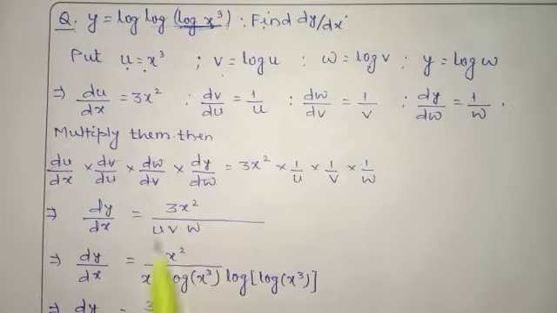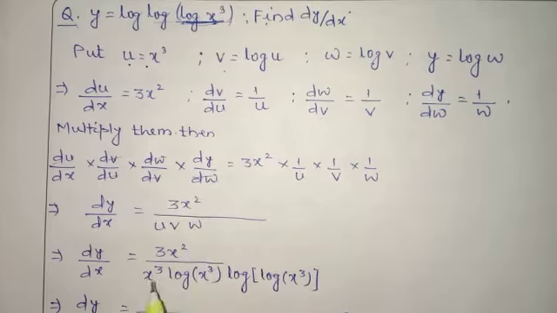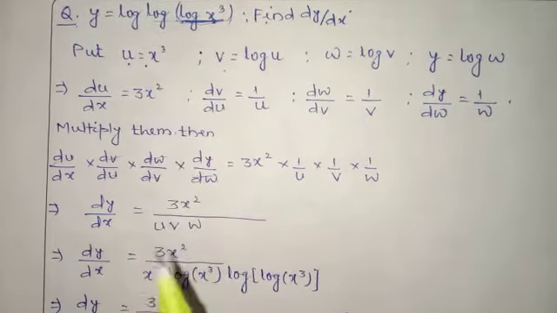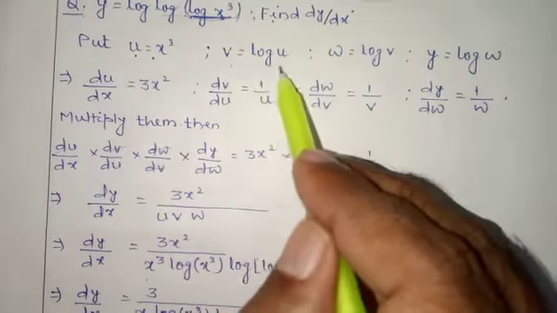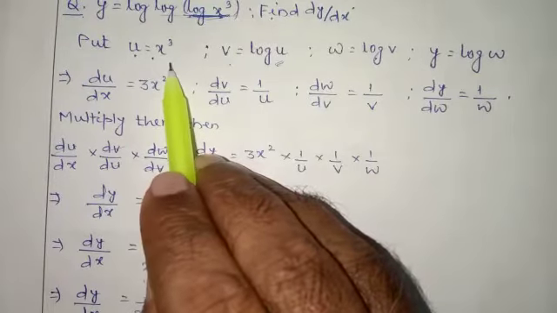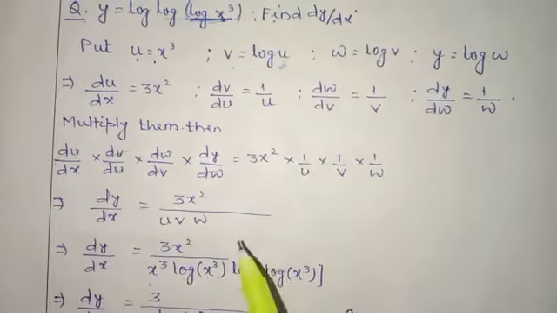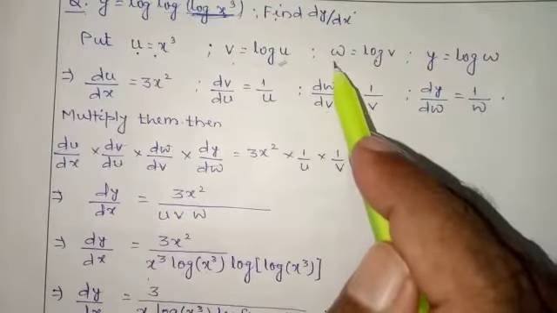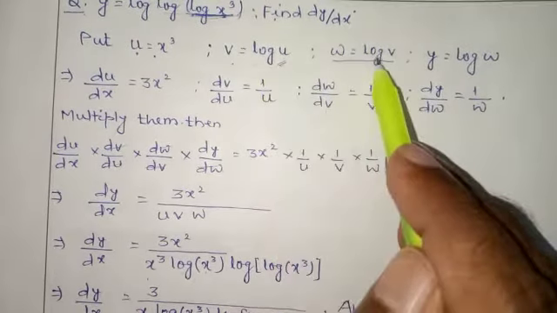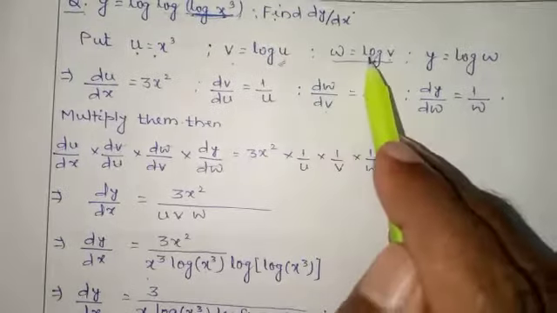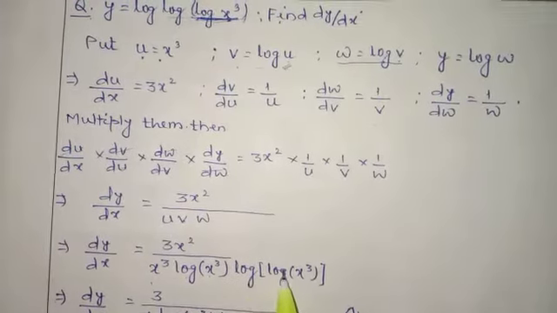And now write down the values of u, v, w. We have considered u as x cube, so it is x cube. Our v is log u and u is x cube, so log x cube is the value of v. And w means log v, log v means log u, and log u means log x cube. So it is log x cube.